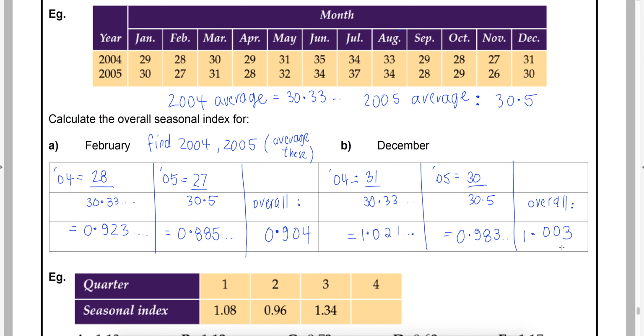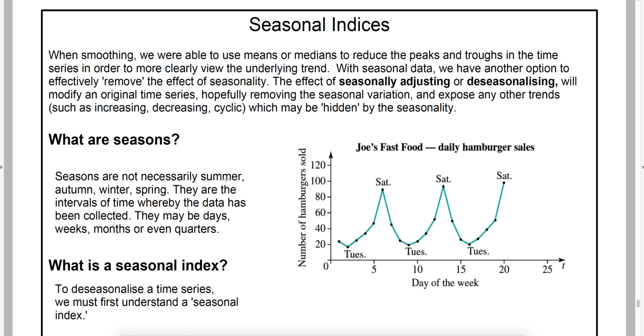And just bringing back to the beginning, the reason that we do this is we're actually going to take out that seasonal component. So we are going to de-seasonalize, which is what we're going to use the seasonal indices for when I see you next.